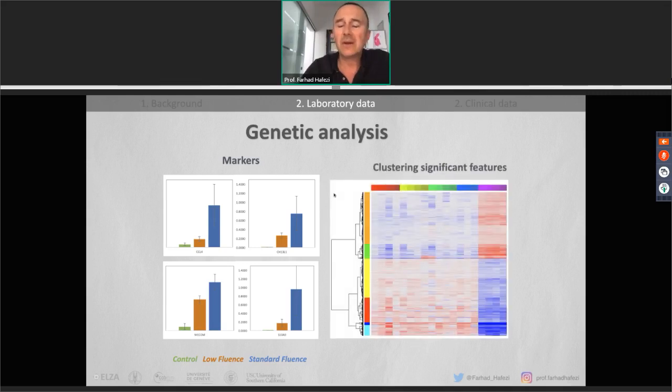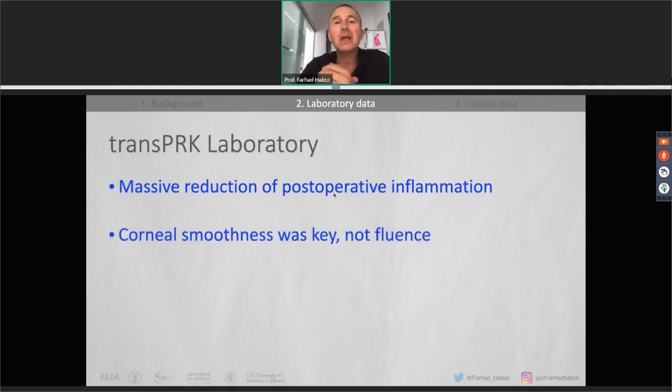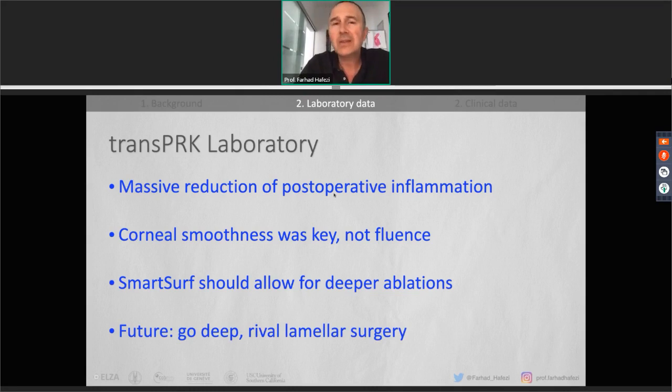So what we found in our laboratory study was a distinct reduction of post-op inflammation. And most interestingly, this was not due to a different fluence. It was more the smart surface that made the main difference. So smart surface had more impact than reducing the overall fluence. And theoretically, this should mean if you have a smart surface module, you should be able to do a deeper ablation with less inflammation. And if you can go deep enough to rival anterior lamellar surgery, then this would be something really nice to have both on the therapeutic end, but also, of course, on the cosmetic end.